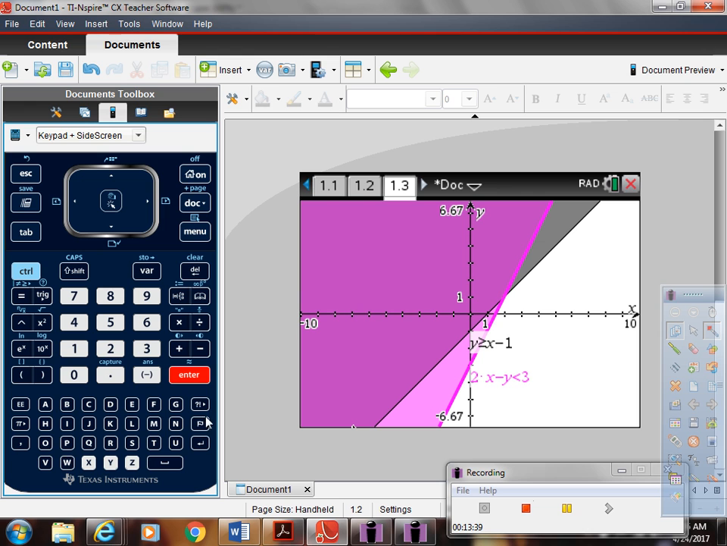And where they overlap, where the gray and the purple overlap each other, in other words, where it was darker, right? Mhm. The purple got much darker. That's where they're overlapping. That's where your answers are. That's where your solutions are.